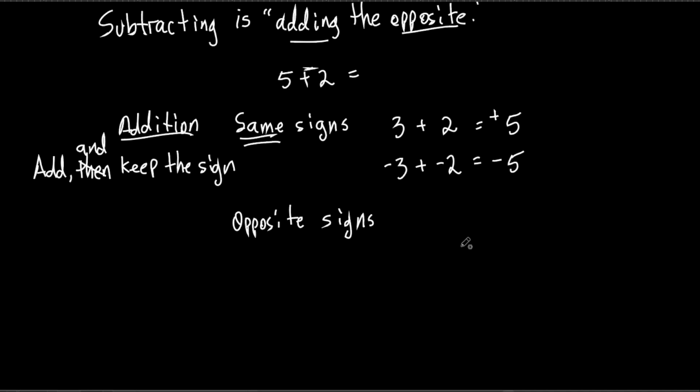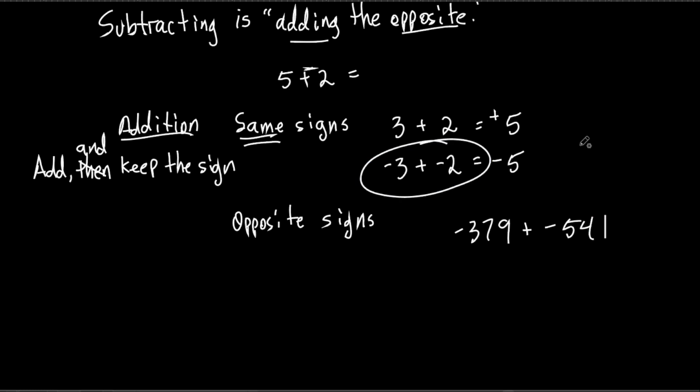I'm not going to give you anything real crazy. I'm not going to go negative 379 plus negative 541. I probably won't do that. It'll be more like simple stuff like this, okay? I'm not here to teach you how to add big numbers and carry the one and all that stuff, all right? Hopefully, you can do that. But what I'm trying to teach you is the rule for the signs.